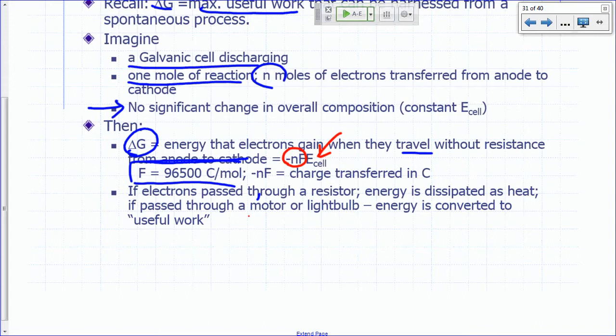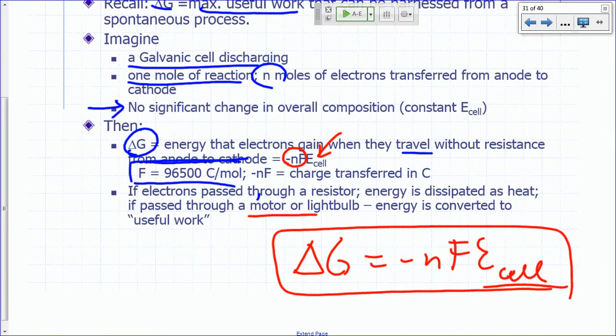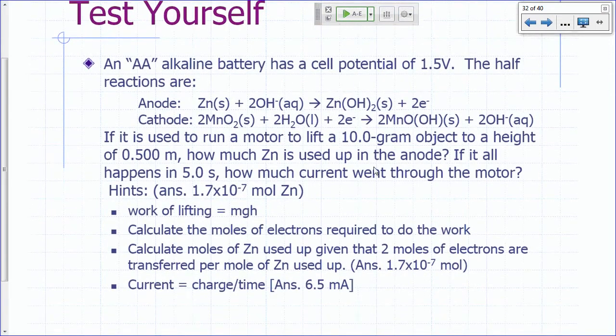You get your resistor to warm up. Now, if you pass it through a motor or a light bulb, then you're able to convert it into something useful. A motor, for example, you can use to lift up an object. So delta G then is equal to negative nF times the cell potential. That's the significance of the cell potential. It will tell you how much electrical work you can derive from your redox reaction that's happening in your battery, in your galvanic cell.